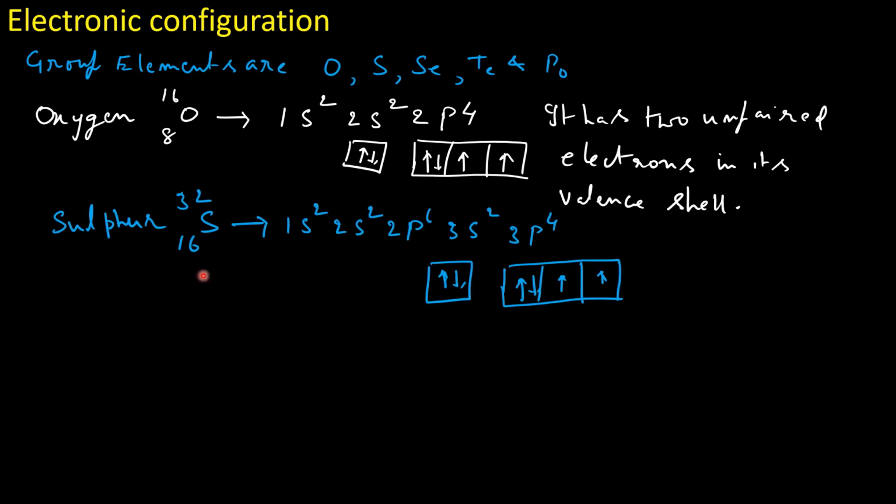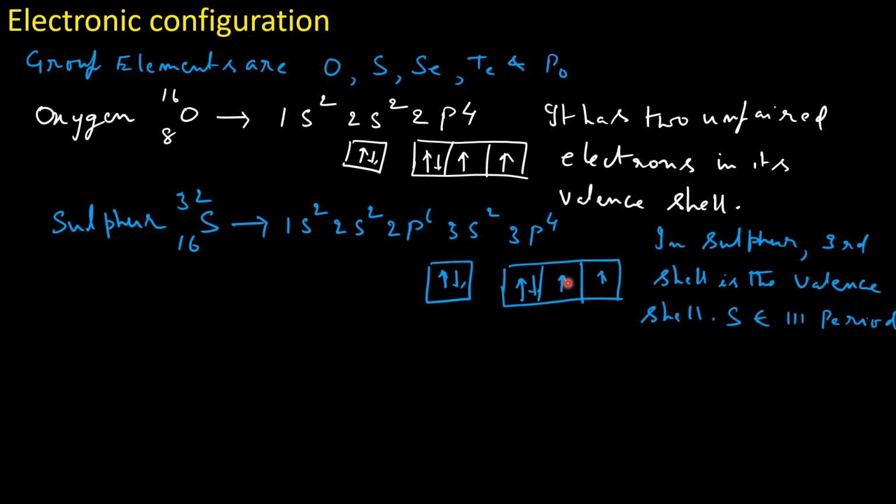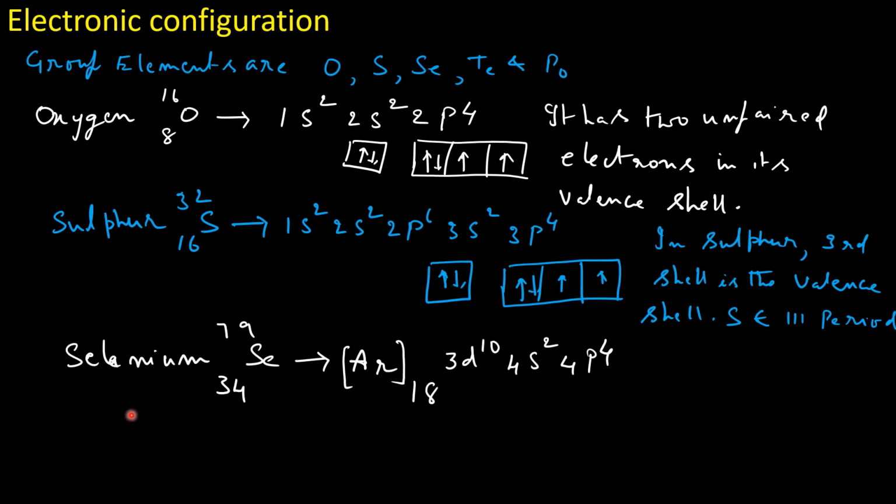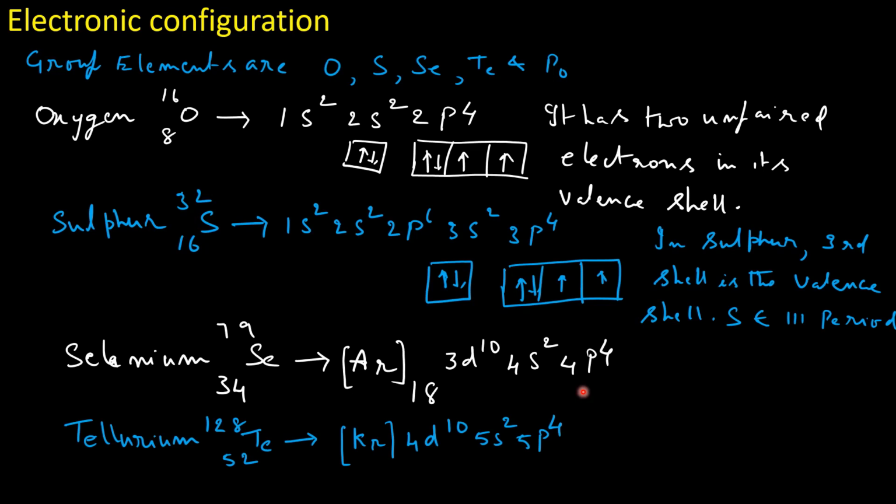Sulfur, atomic number 16, and its configuration is 1s2, 2s2, 2p6, 3s2, 3p4. So, in sulfur, the third shell is the valence shell. Sulfur belongs to the third period. Selenium, atomic number 34, is argon 18, 3d10, 4s2, 4p4. So, in selenium, the inner 3d subshell is also available.